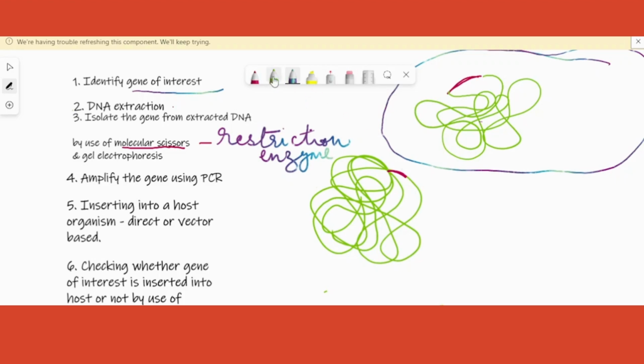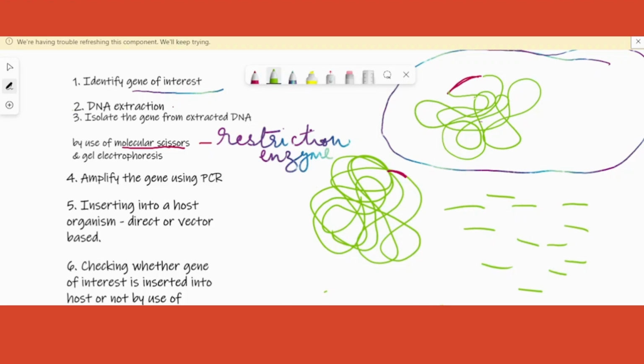They not only cut out the gene of interest, they cut this entire DNA that you have extracted into tiny, tiny fragments. So I'm going to make it like this. All right. These are all the different fragments that I have, after I added the restriction enzyme to the extracted DNA.